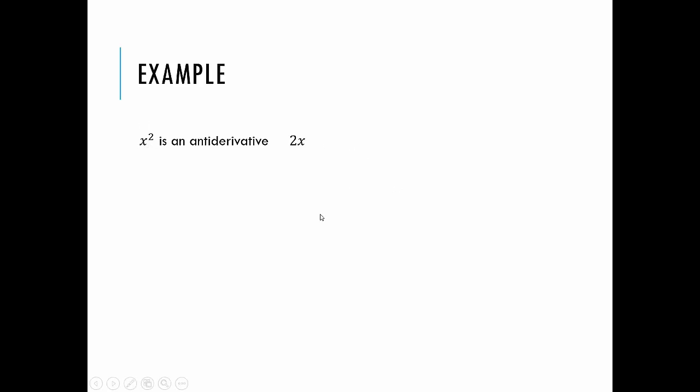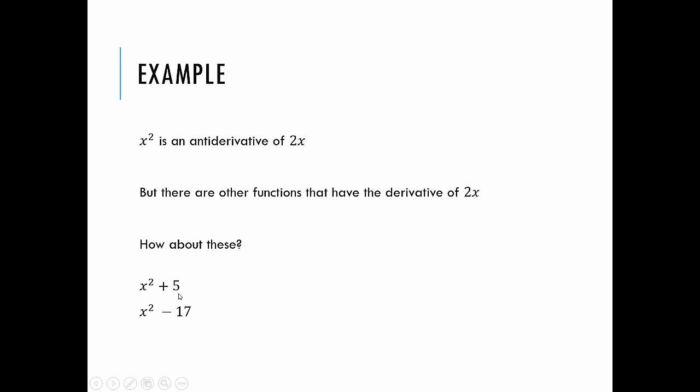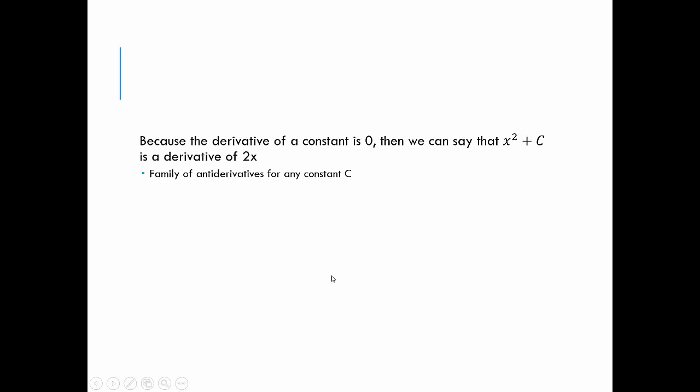However, there are other functions that have the derivative of 2x, because remember when we take derivatives of constants, that becomes 0. So because the derivative of a constant is 0, we put this plus c, and we say that x squared plus c is an antiderivative of 2x, and this piece here, the plus c, is the family of antiderivatives for any constant.